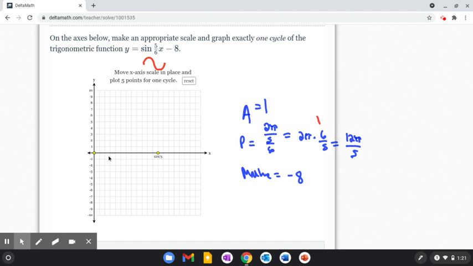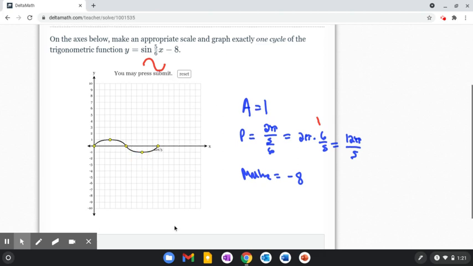So I'm going to go to the 6th spot. 1, 2, 3, 4, 5, 6. Put it at 0. It starts by going up. So it's going to go up to 1 right in the middle. And then it goes down to -1 right in the middle. So we got an amplitude of 1.